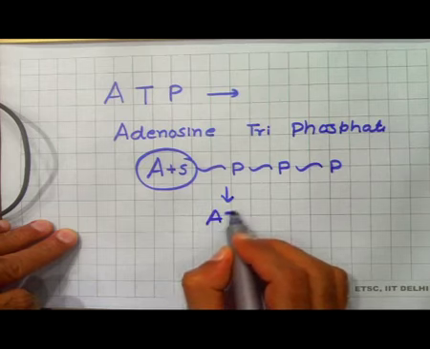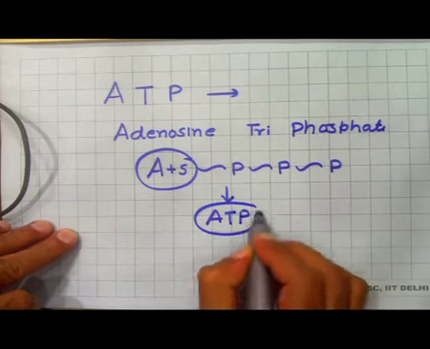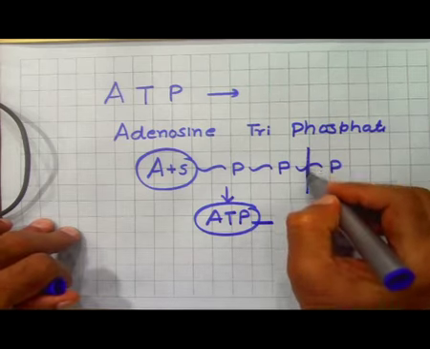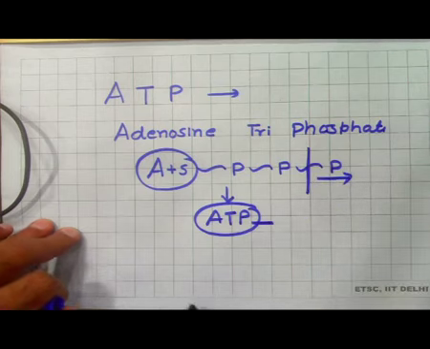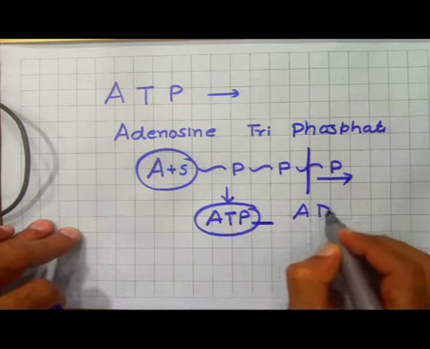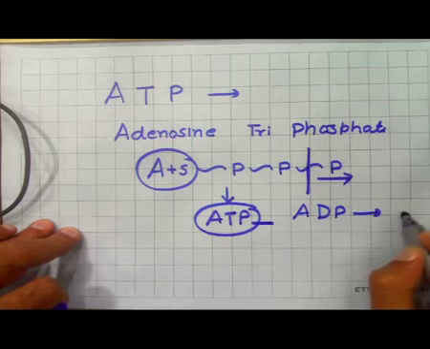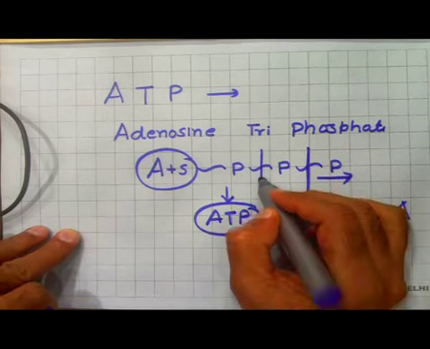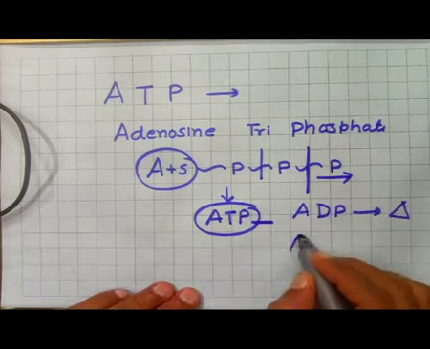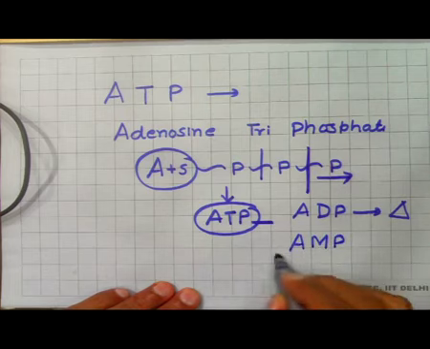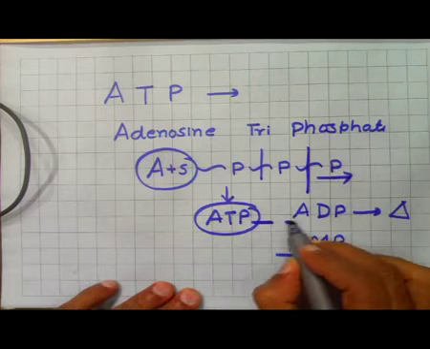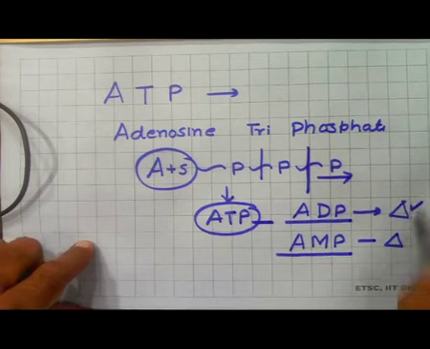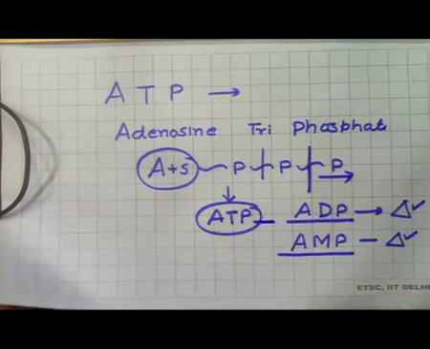It is the main source of energy for the metabolic processes in all living organisms. When one phosphate is released from the ATP, it forms ADP and releases energy. And when the second phosphate group is broken down, it forms AMP, that is adenosine monophosphate. This one is adenosine diphosphate, and it also releases energy. This energy helps in various metabolic activities.